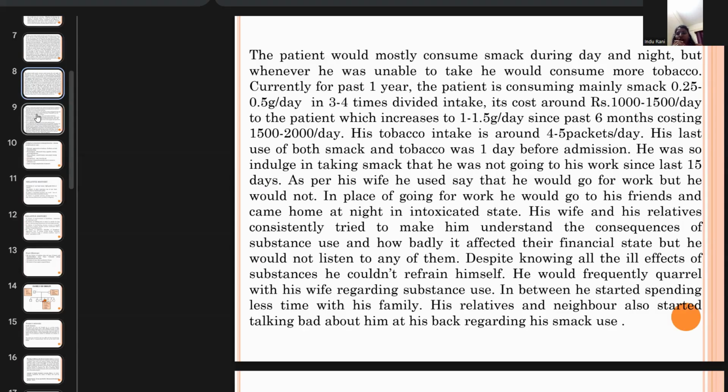intoxicated state. His wife and his relatives consistently tried to make him understand the consequences of substance use and how badly it affected their financial state, but he would not listen to any of them. Despite knowing all of the ill effects of the substances, he couldn't refrain himself. He would frequently quarrel with his wife regarding substance use. In between, he started spending less time with his family. His relatives and neighbors also started talking bad about him behind his back regarding his smack use.